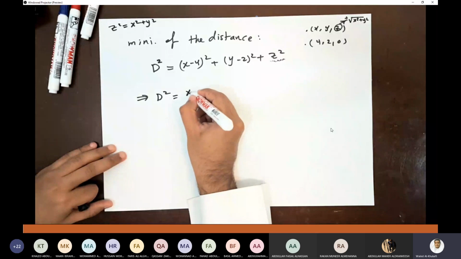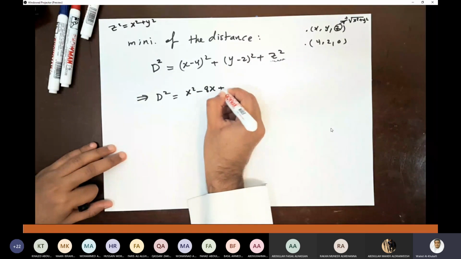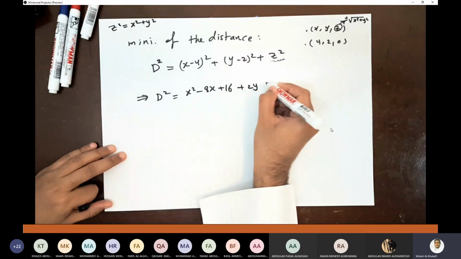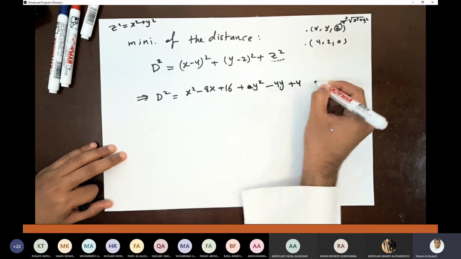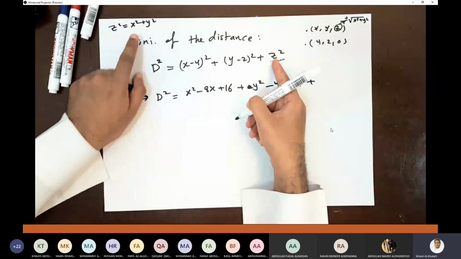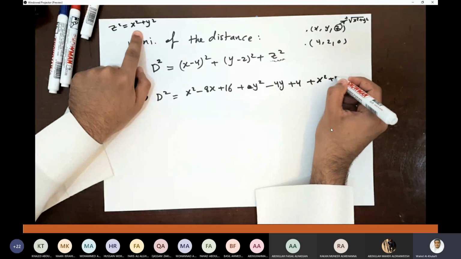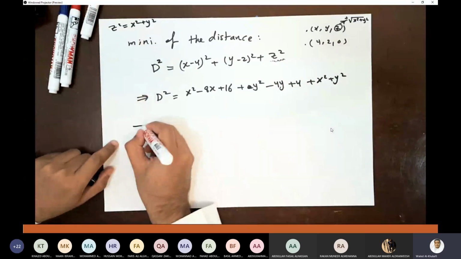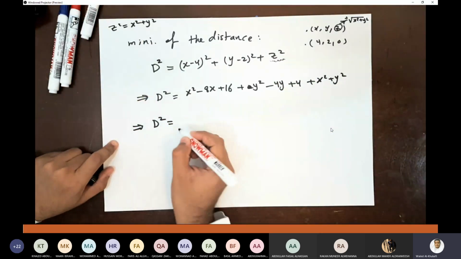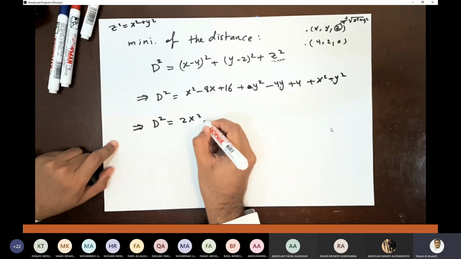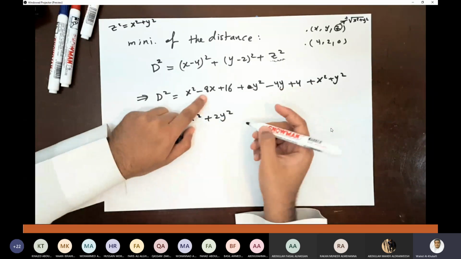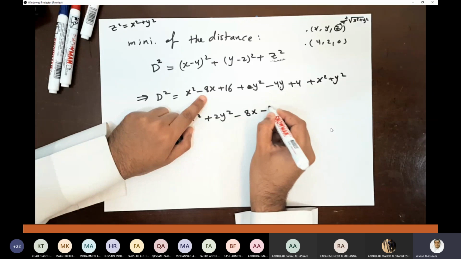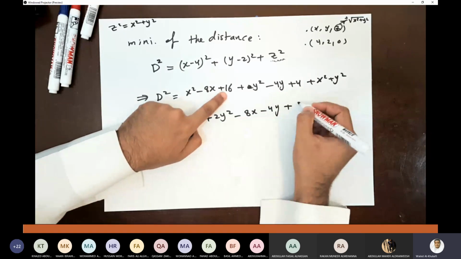You can open this, x square minus 8x plus 16, plus y square minus 4y plus 4, plus now z square. I'm gonna substitute what I have here, which is x square plus y square. So this implies that d square equals 2x square plus 2y square, and then we're gonna have minus 8x minus 4y plus 16 and 4, so we have 12.